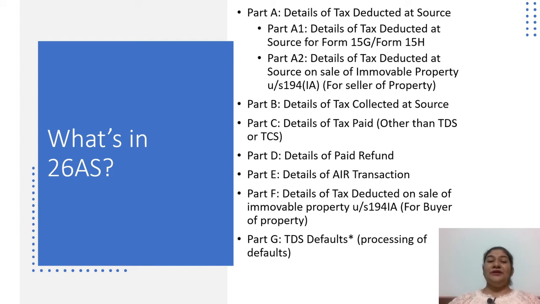So these are the different parts in which the information is shared with the taxpayer. This is the annual information. For the assessment year which you select, all the details under different parts will be there. Not necessarily will you have details in each and every part, but whatever transactions or deductions or information is related to your PAN number will be reflected in those sections.